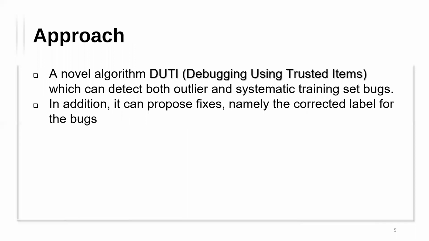So this paper proposed a novel algorithm called DUTI, debugging using trusted items, which could detect both outliers and systematic training set bugs. In addition, it can also propose fixes, which means it gives you the corrected label for the bugs. So how did they do that? Let's first look at one motivating example.